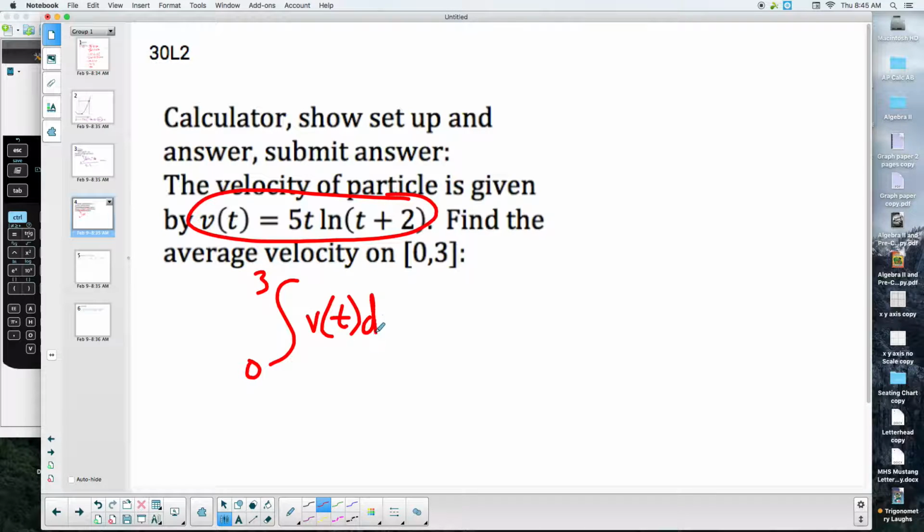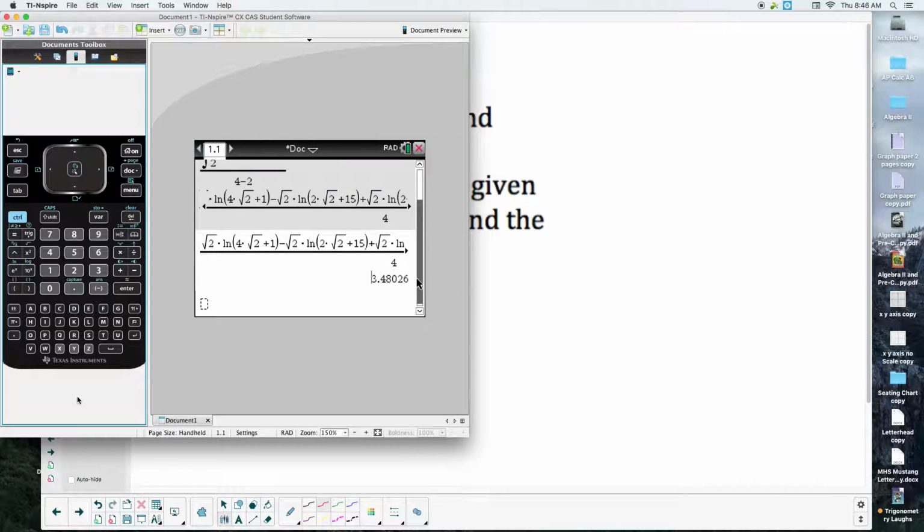I know I didn't in the last problem. I'm just showing you different ways. If it's defined in the problem, you can refer to it in your answer or your work as how it's defined, instead of writing the whole thing. All right? And then we'll divide by the gap, 3 minus 0. Grab the calculator.